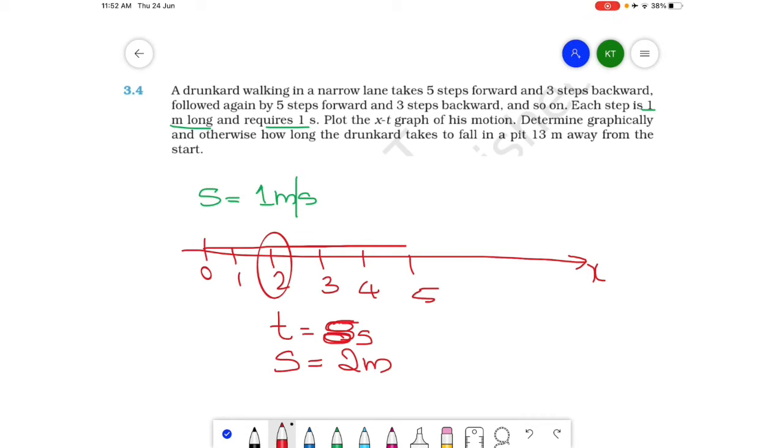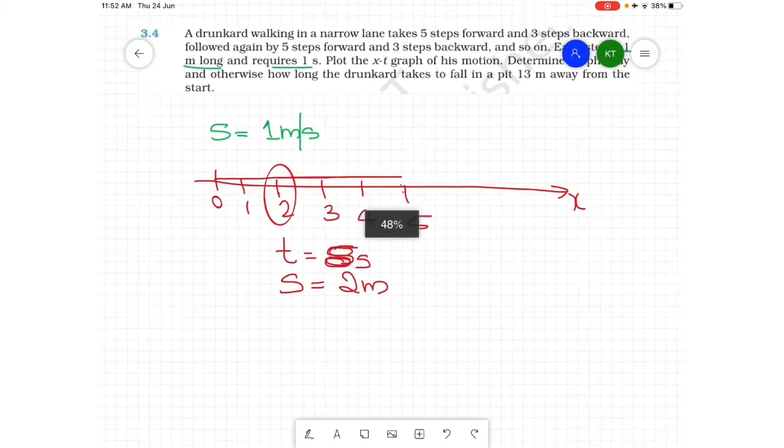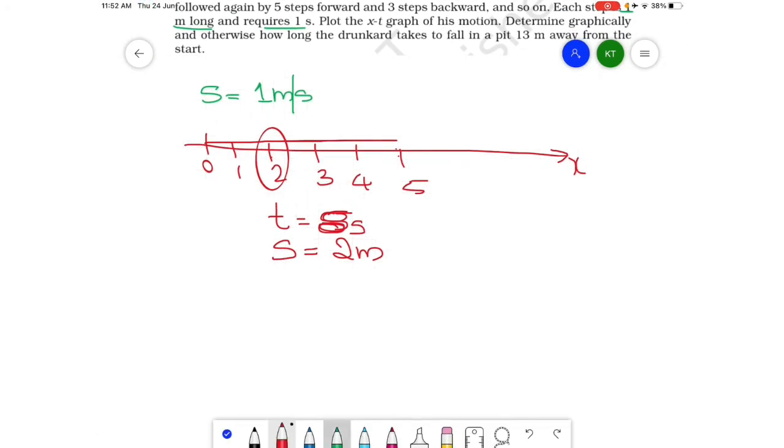Why 8 seconds? 5 seconds to travel till 5 meters, then 3 seconds to travel back till 2 meters. So the total time is 8 seconds, and he will move only a distance of 2 meters. So let's write it down. From 0 second to 8 seconds, he travels a distance of 2 meters.